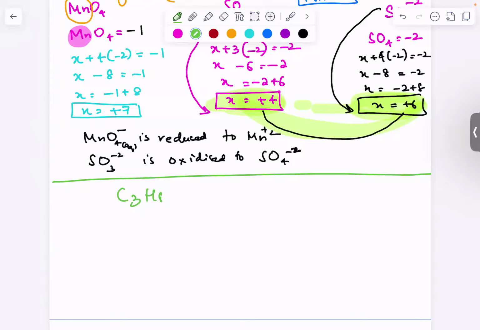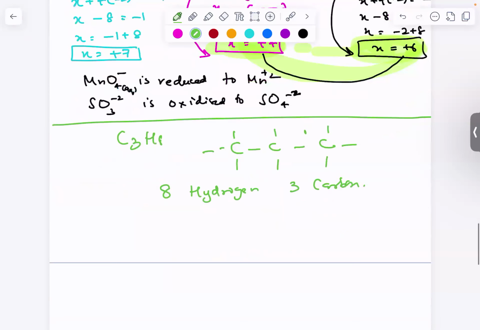So how many carbon atoms are there? One, two, three. And if you count the hydrogens: one, two, three, four, five, six, seven, eight. They are doing it in a very weird way because there are eight hydrogens. I'll try to explain. Eight hydrogens and three carbons.